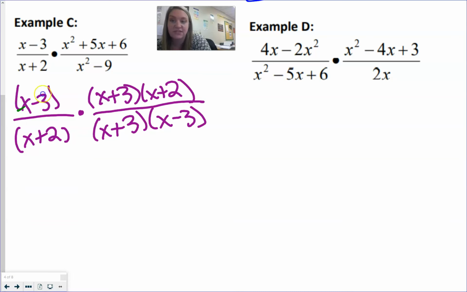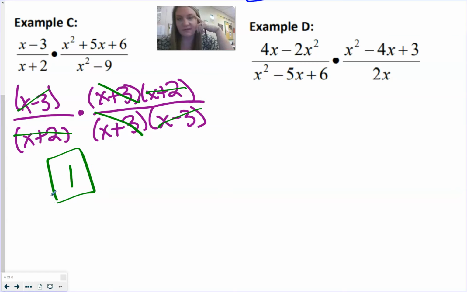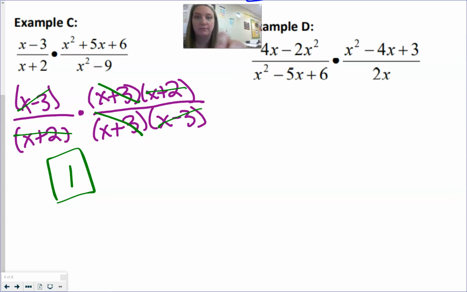So look, I have an x plus 3, x minus 3, they cancel out. Here, x plus 3, they cancel out. Oh, look at this. X plus 2, x plus 2. It all cancels out. So guess what's left over? 1. This whole thing simplifies to just be 1. Everything canceled out, so we're left with just 1. Equals 1.